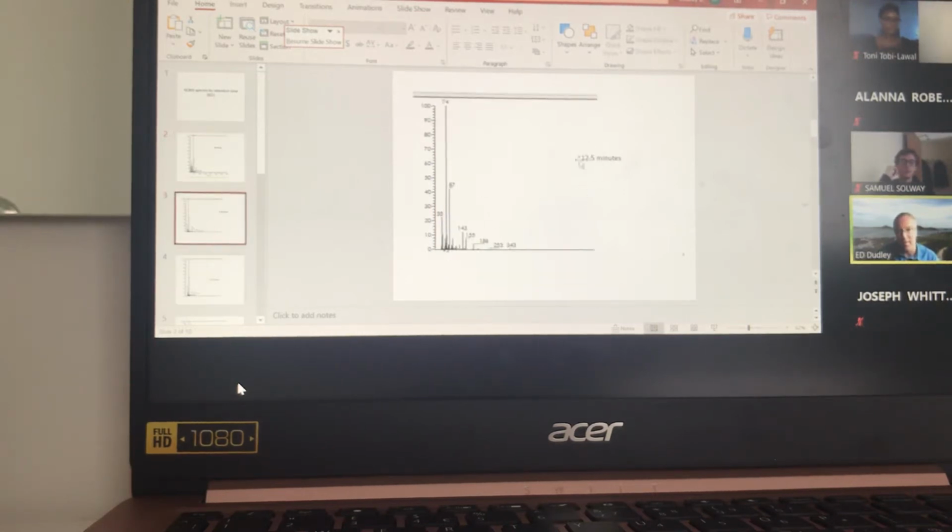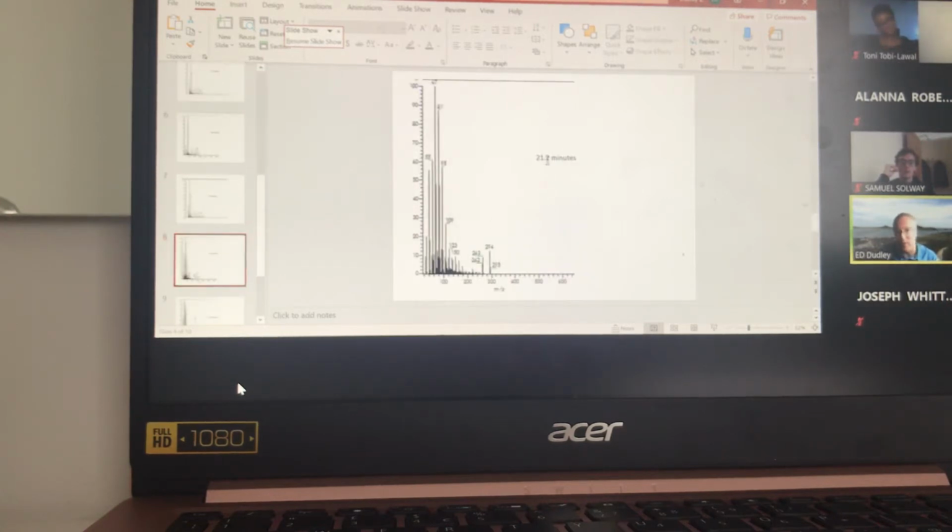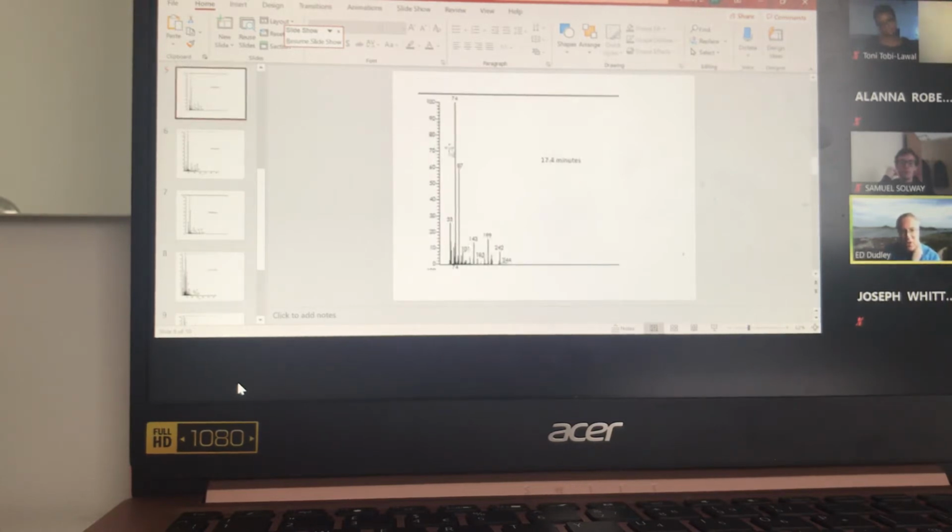So at 12.5 minutes, the mass peak gave this mass spectra. At 15.12 minutes, it gave this mass spectra. At 21.2, it gave this mass spectra. Now, key peaks in this mass spectra are the ones at the high end. Ones at the bottom end are probably shared between lots of different fatty acids. It's the ones up here which are going to be more unique for each different fatty acid. So for every retention time where there's a chromatographic peak, you have a mass spectrum.